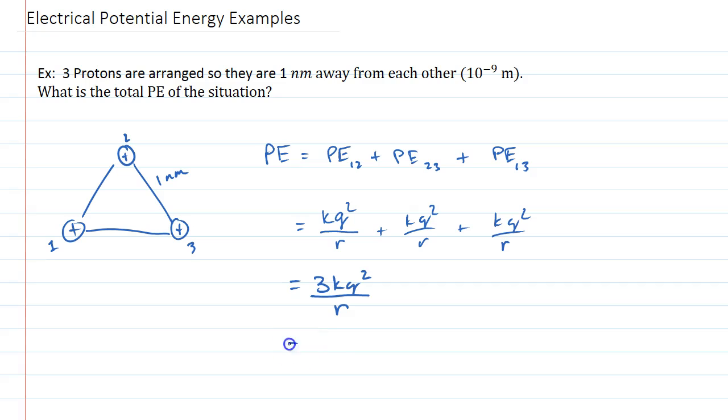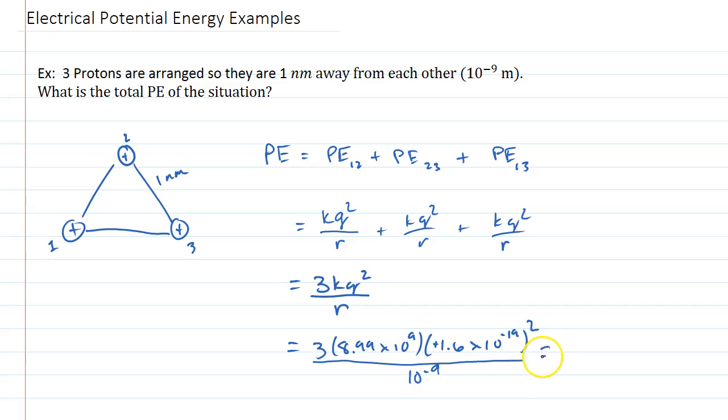Okay, so let's actually crunch the number here. We're going to have 8.99 times 10 to the 9th. The charge is positive 1.6 times 10 to the negative 19th squared. And then all over the radius, which is 10 to the negative 9th. When we crunch that, we get an answer of 6.9 times 10 to the negative 19th joules.